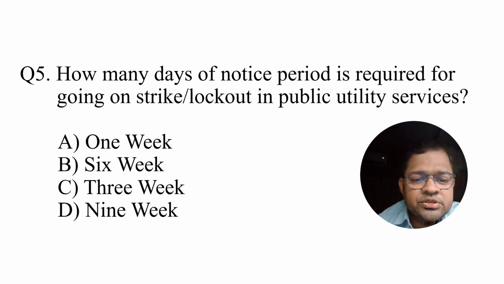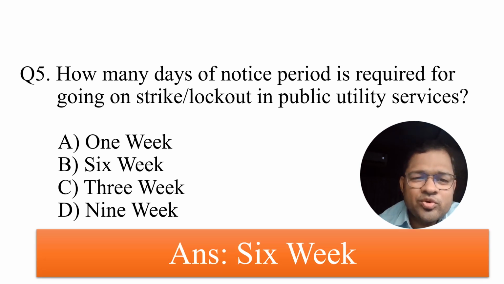So the next question is, how many days of notice period is required for going for a strike or lockout in public utility services? The answer is 6 weeks. You have to remember that. This type of question comes up a number of times.